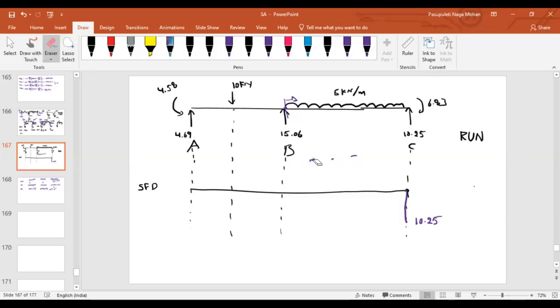I don't know how much you guys are equipped with just before this class. So here the point is positive. It will be 9.75. So in between these two it varies linearly and is joined by a linear line.